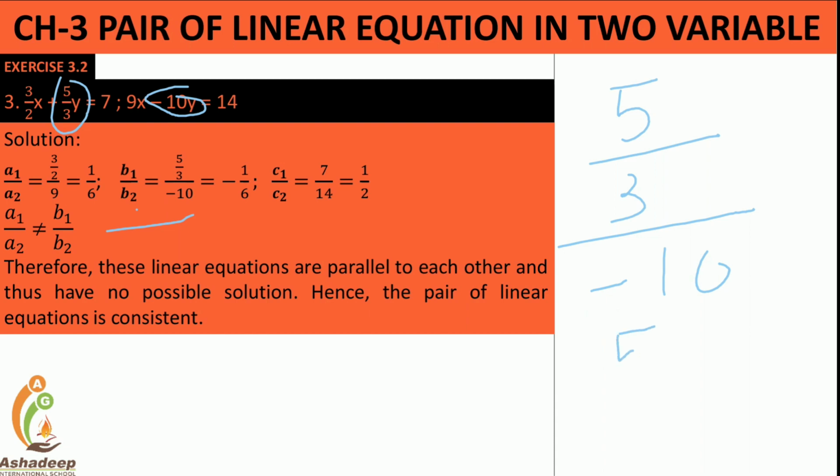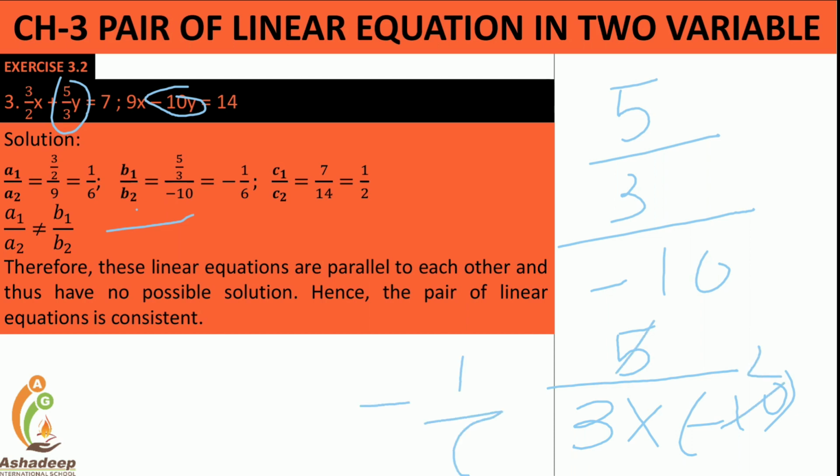See, 5 divided by 3 into minus 10. So 5 and 5 cut. So the answer is minus 1 upon 6.